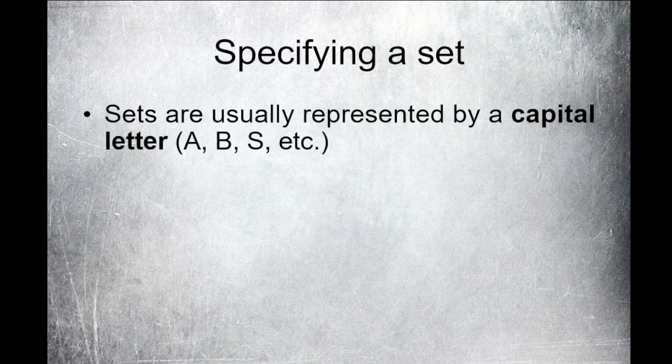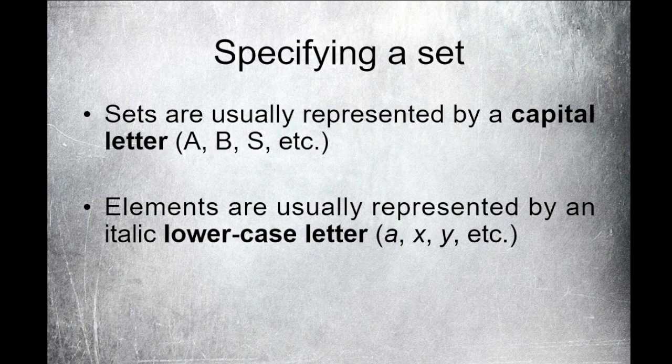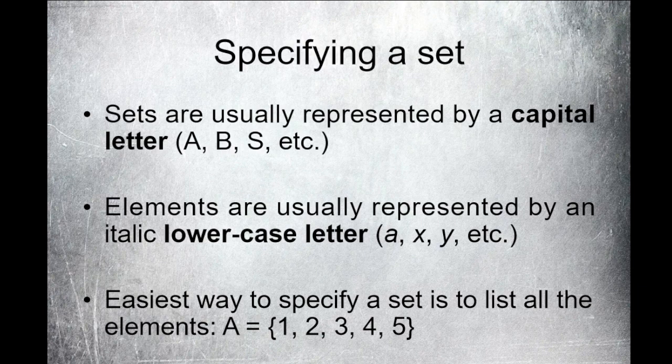How can we specify a set? While specifying a set, we need to consider certain things. A set is generally represented by a capital letter, and the elements of that set can be represented by lowercase letters, like a, b, c. There are two ways to represent a set. One is the list method, and that is the easiest way. You enlist all the elements of that set, like A is equal to {1, 2, 3, 4, 5}. This is the list method. You enlist all those elements.